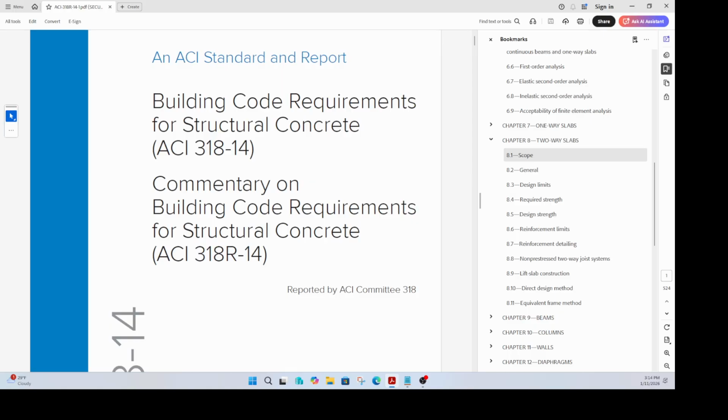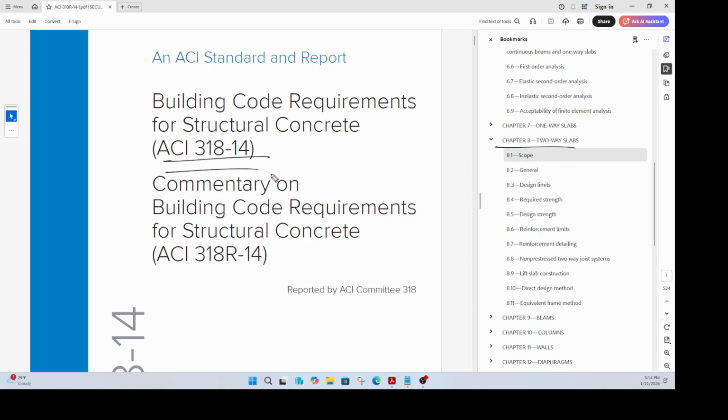This visual association makes it much easier for you to recall specific requirements when you are under pressure in an exam setting. In this video, we'll be breaking down chapter 10, which is two-way slabs. Chapter 10 is pretty big, we'll not cover everything. Sorry, chapter 8, my bad. We'll be talking about chapter 8, which is two-way slabs.